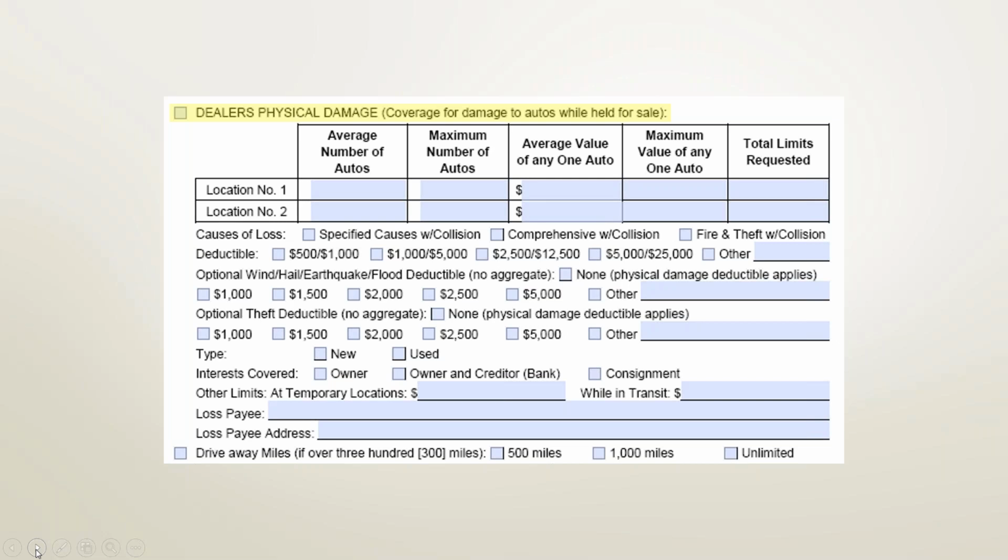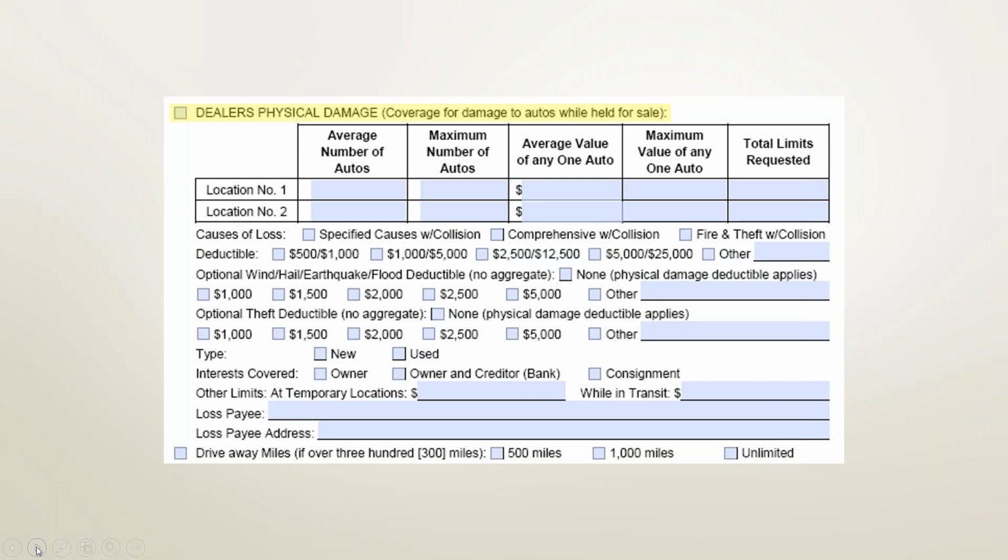And the other limits at temporary locations and while in transit are actually built into the policy form if they are in the insured's care. If the autos are not in the insured's care, like they're with one of those subcontractors being worked on somewhere else, these coverages need to be added on separately. It's really not something we typically see because we're going to want those other people to have coverage in place. But it's something we can discuss if that does present itself.